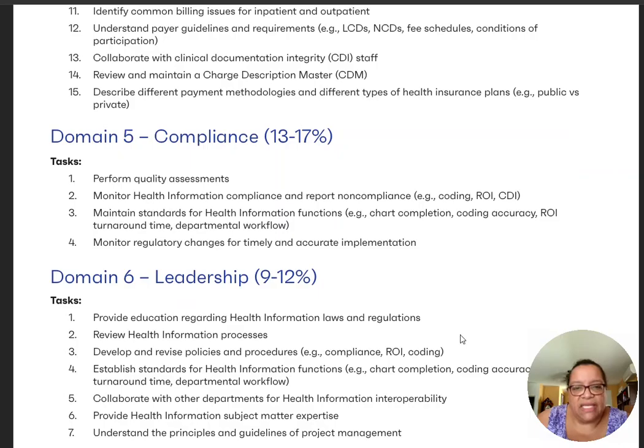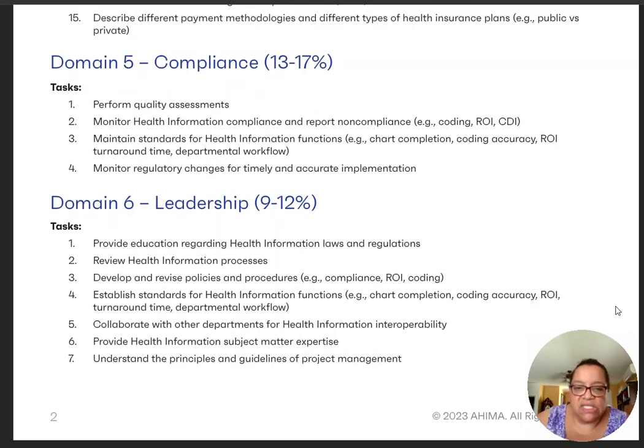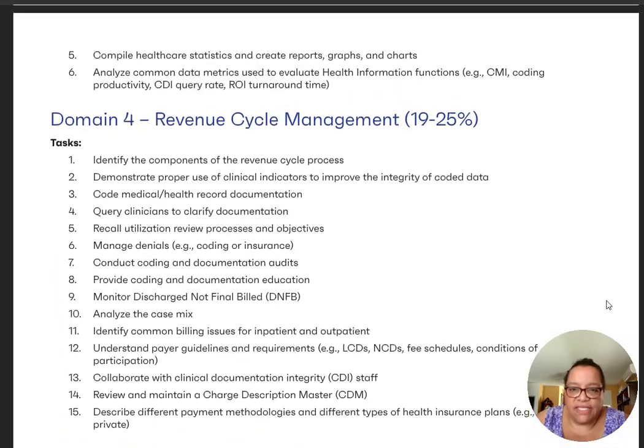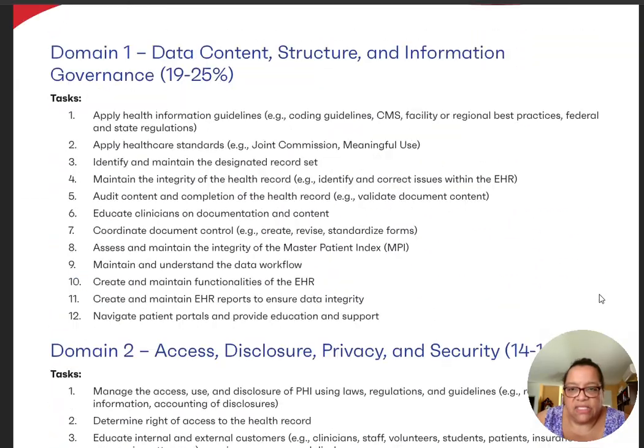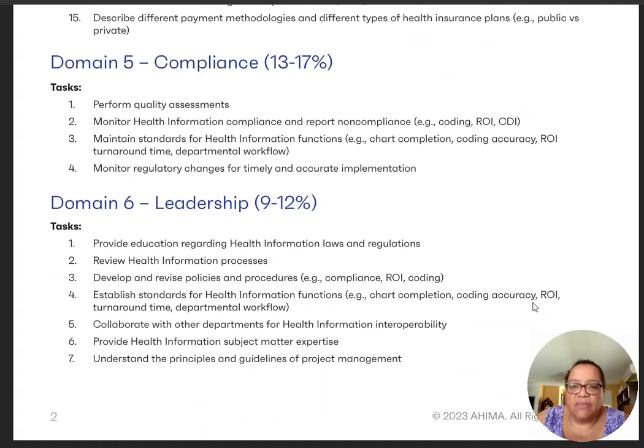Domain 5 is compliance. Talking about release of information, regulatory changes in terms of compliance. And then our last domain is domain 6. Domain 6 is focused on leadership. For the RHIT exam, domain 6 has the lowest amount of potential questions, from 9 to 12%. Some of those questions could be focused on some of the basics of project management.